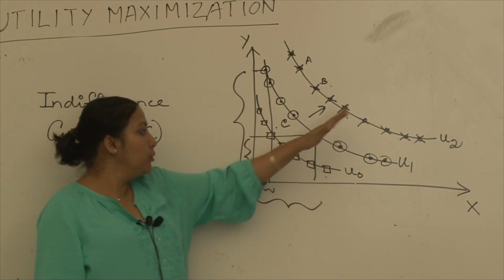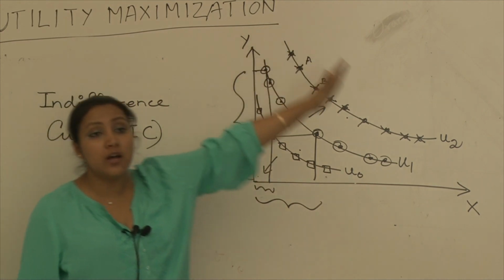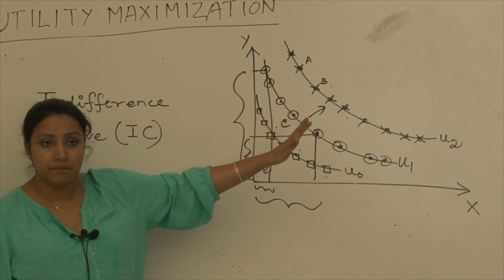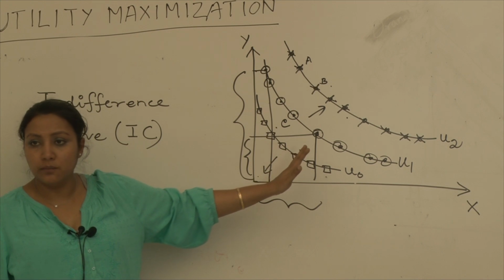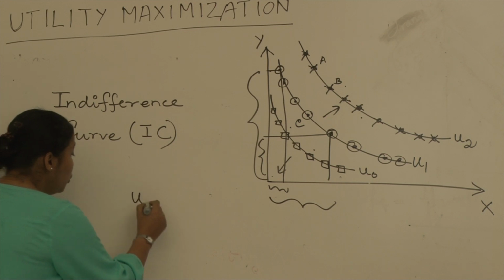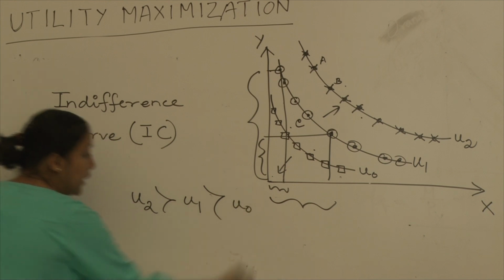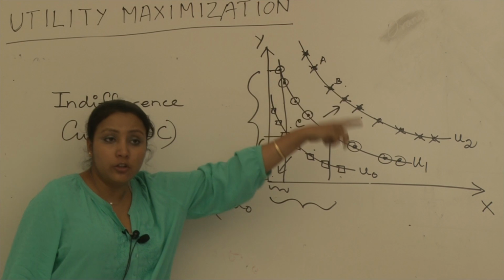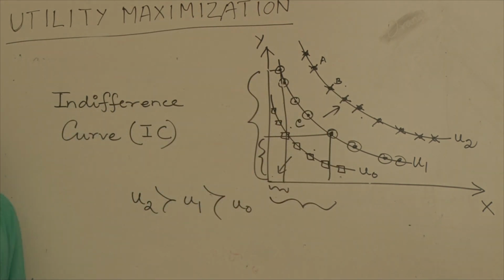So, always a consumer will want to take a consumption bundle that lies on a higher indifference curve, because a higher indifference curve just means higher utility. Is that clear? Got it? Yes or no? So, if I ask you to compare between U0, U1 and U2, U2 will always be more preferred than U1, always more preferred than U0. And that will be true for any consumption bundle on U2, on U1, and on U0.